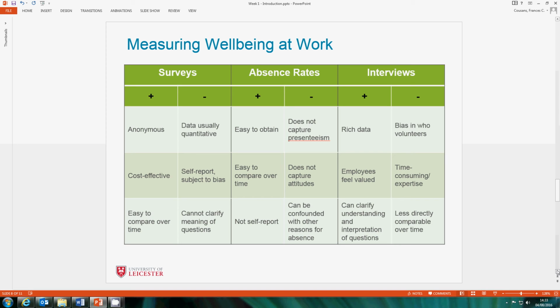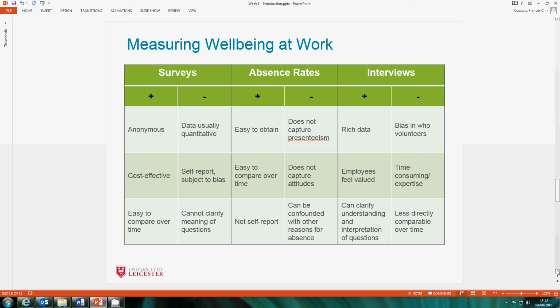Secondly, as survey data is self-reported, it can be subject to bias. So, for example, if employees do not believe that their results are truly anonymous, or if it is not a requirement for all employees to complete the survey, then those with particularly strong opinions may choose to complete it and bias the results.